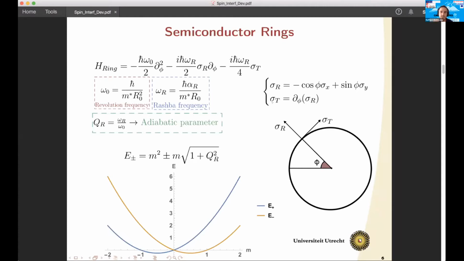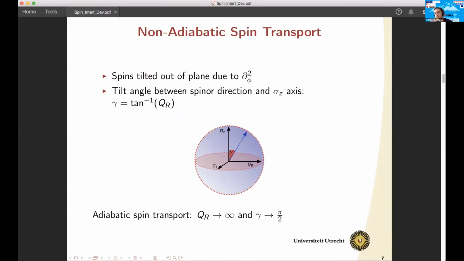Now, the energy dispersions are the usual spin-split Rashba bands, but what is very interesting is this adiabatic parameter, which is defined as the ratio between the Rashba frequency and the revolution frequency. This adiabatic parameter actually plays a role in the transport properties of these rings because essentially it's telling us how much the electronic spin is not aligned with respect to the Rashba field.